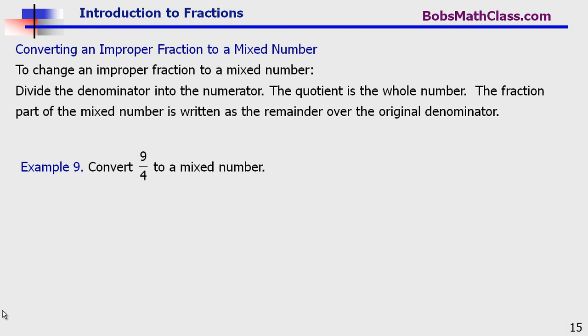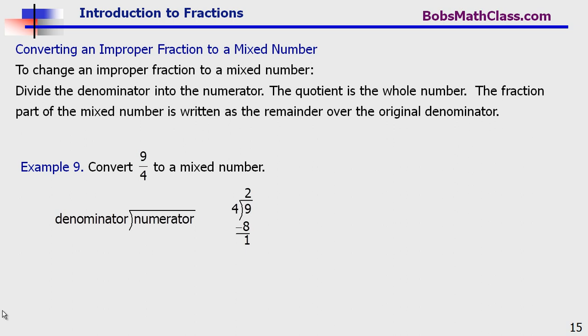Okay, let's go ahead and do this. We're going to divide the denominator into the numerator. So the bottom number always goes before the division box. So 4 into 9 goes twice. 4 times 2 is 8. Subtract to get 1.